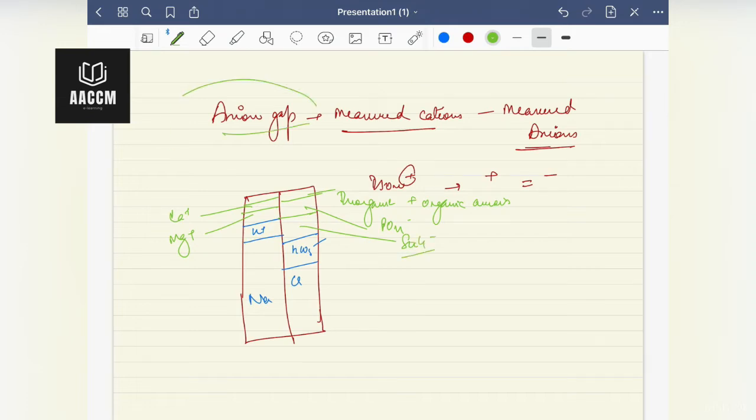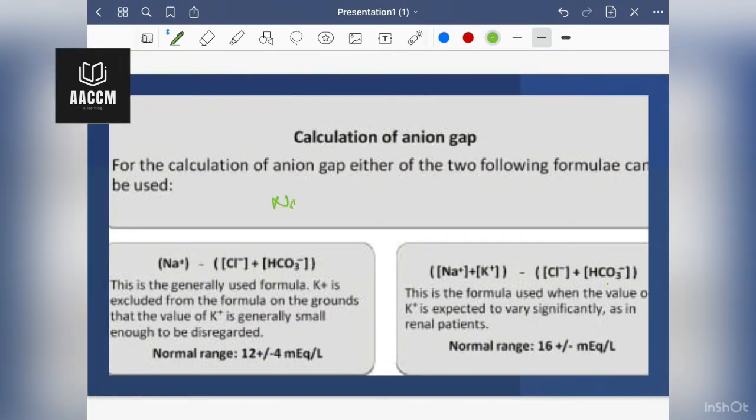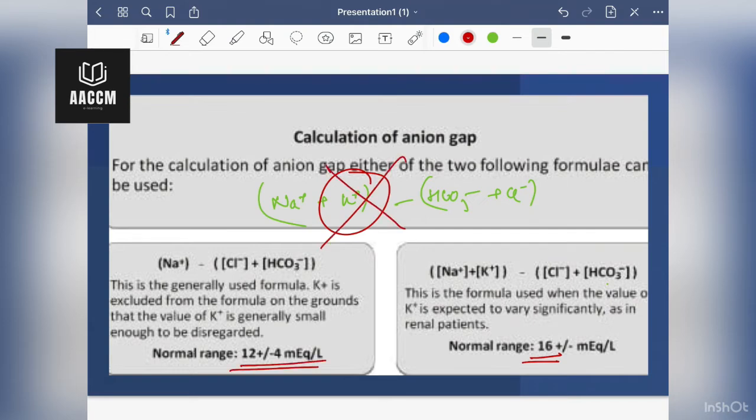Now, how to calculate the anion gap? It is calculated by a very simple formula, which is the difference between the cations and the anions. The difference lies in whether we take potassium into account or not. If we take potassium into account, the normal value is around 16, and if we don't take potassium into account, the normal value is around 10 to 12.